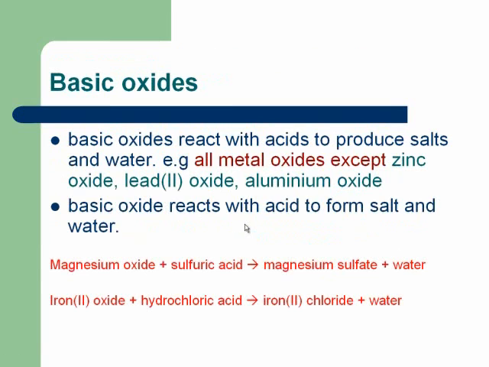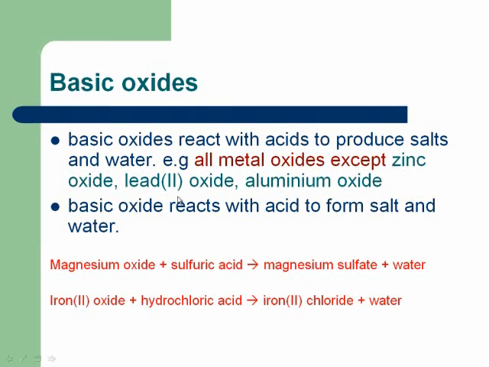Basic oxides. Basic oxides react with acids to produce salt and water. There are many examples of basic oxides, such as magnesium oxide, iron 2 oxide, iron 3 oxide, sodium oxide. Generally we just stick to a general rule so that it helps us to remember better. The general rule is all metal oxides except for zinc oxide, lead-2 oxide, and aluminum oxide are basic oxides.